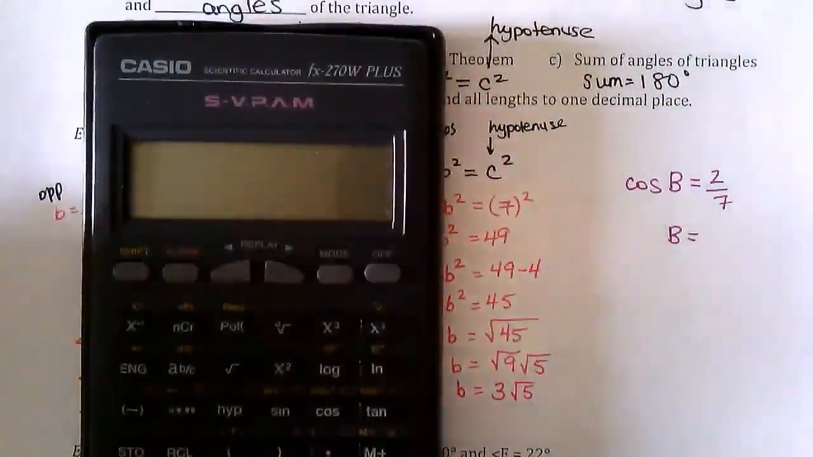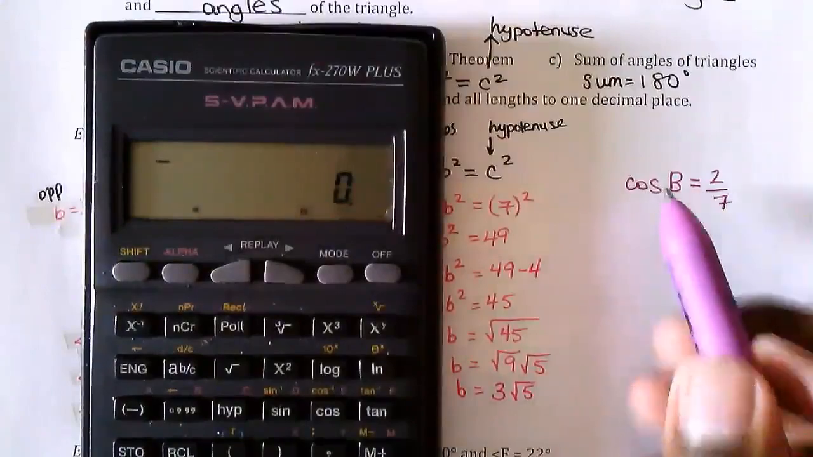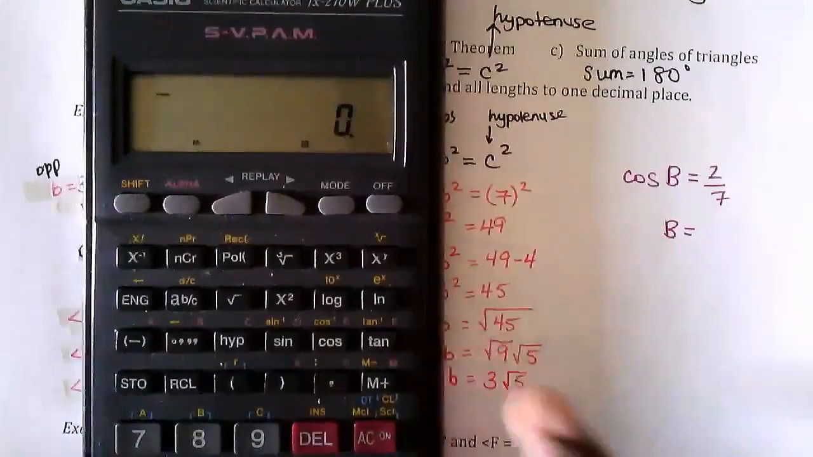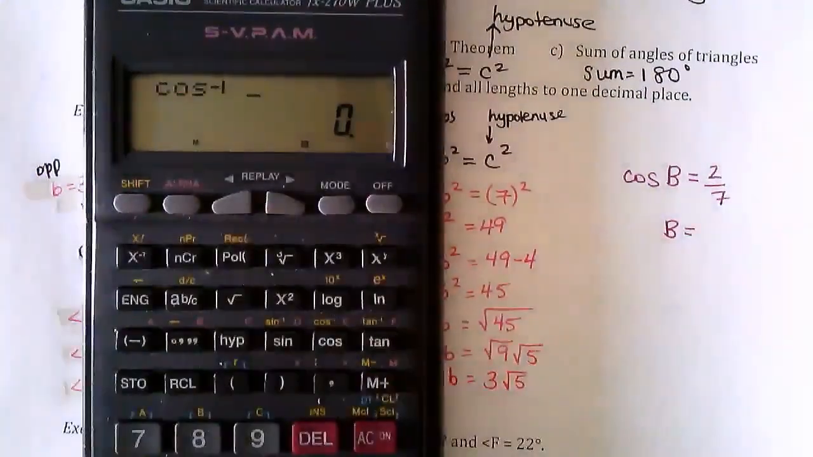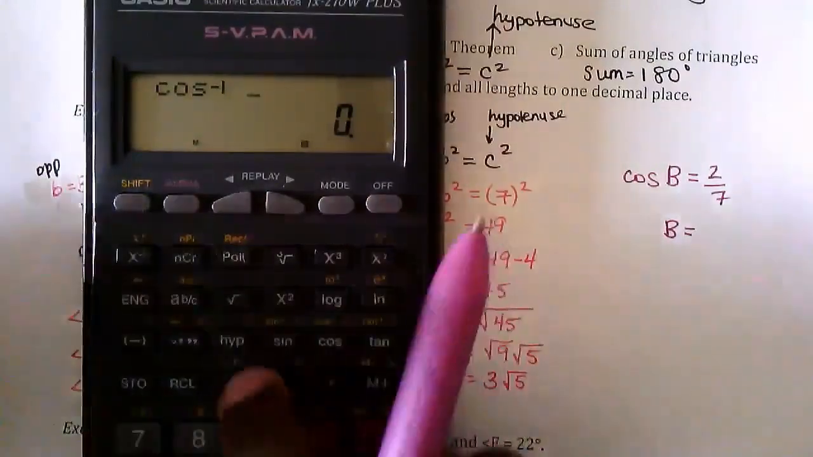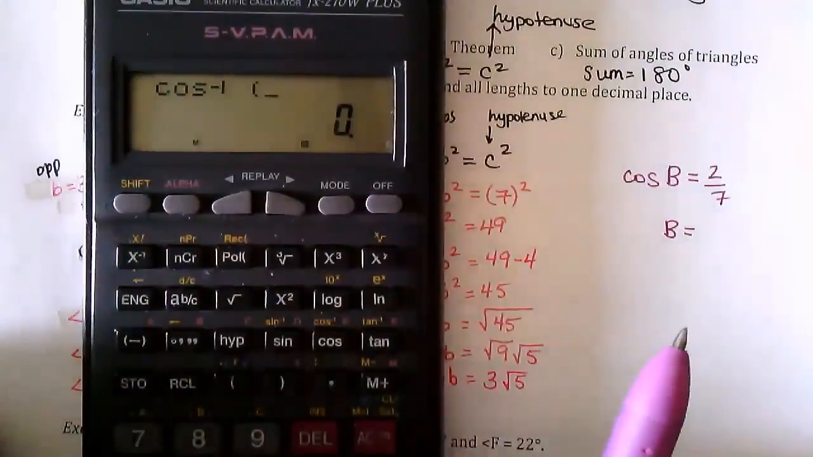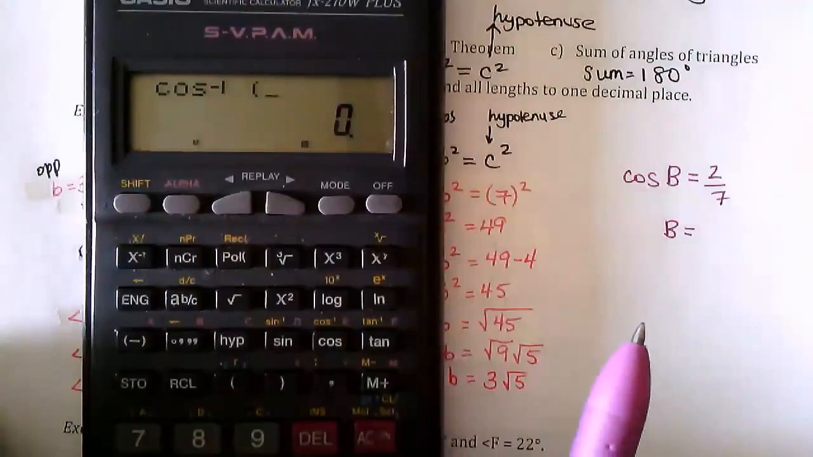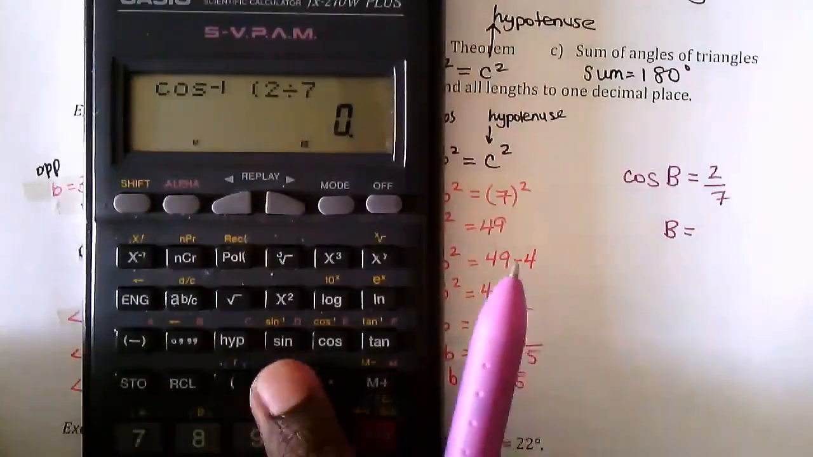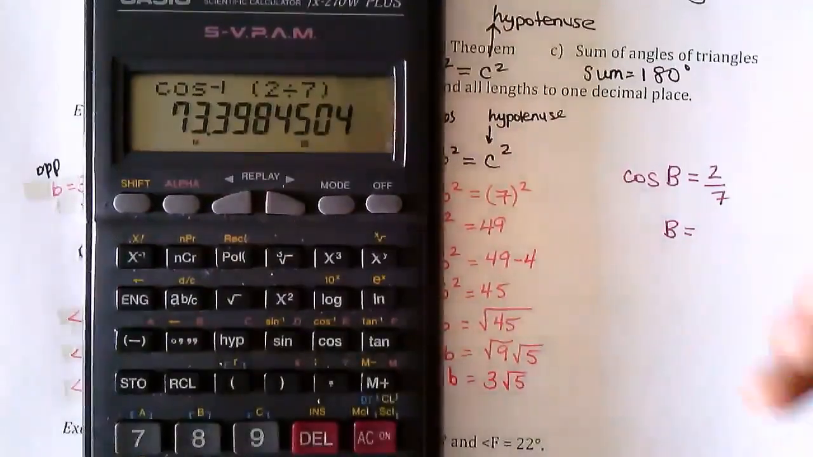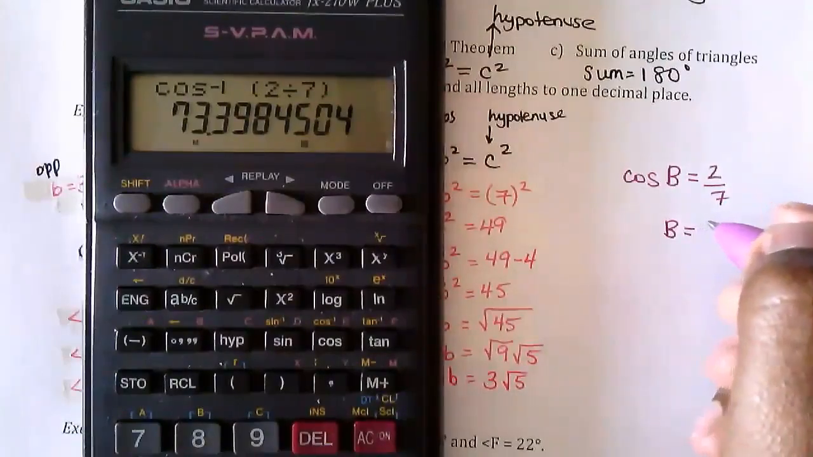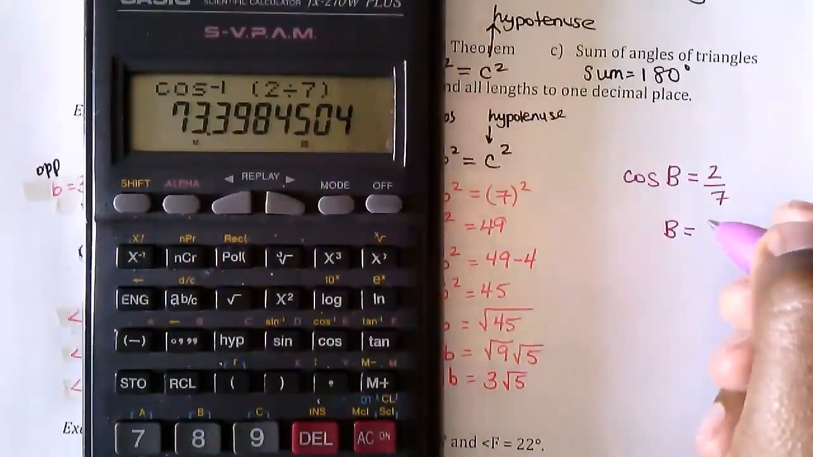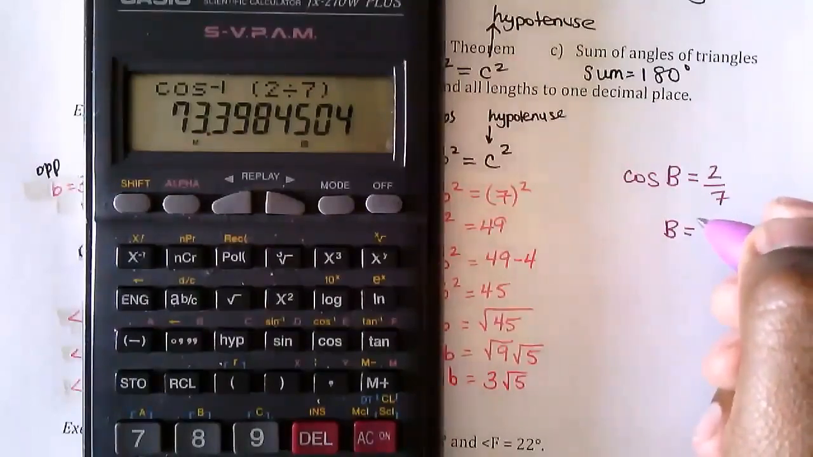So I'm going to take out my calculator. Here I have cosine, so I want the inverse of cosine. I'm going to do shift and cosine. That gets me the inverse trig function, sorry, and then I'm going to put the ratio 2 over 7 in brackets. And so B, again, is about 73.3984, and so on and so forth.